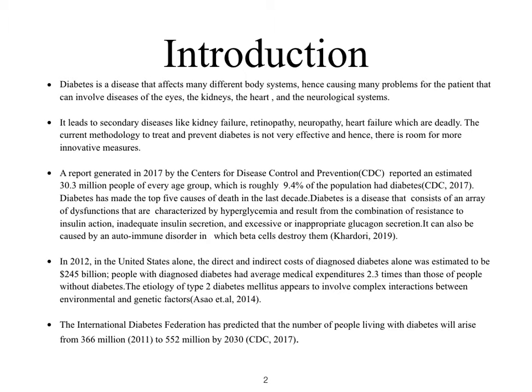In 2012, the estimated cost mentioned by Asau in 2014 was 245 billion, which is 2.3 times that of people who don't have diabetes. The International Diabetes Federation has predicted that the number of people living with diabetes will rise from 366 million back in 2011 to 552 million by 2030. I will not be amazed if we have not already exceeded that number. Hopefully we never do, and interventions do help.